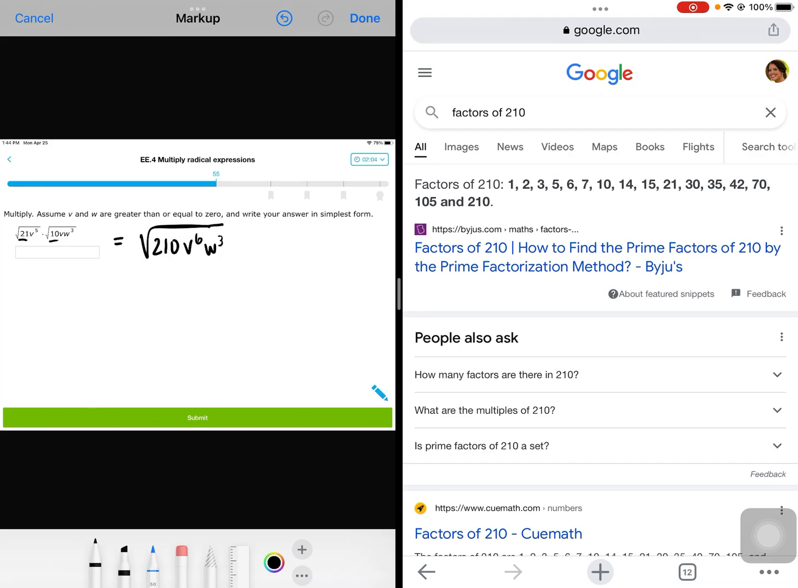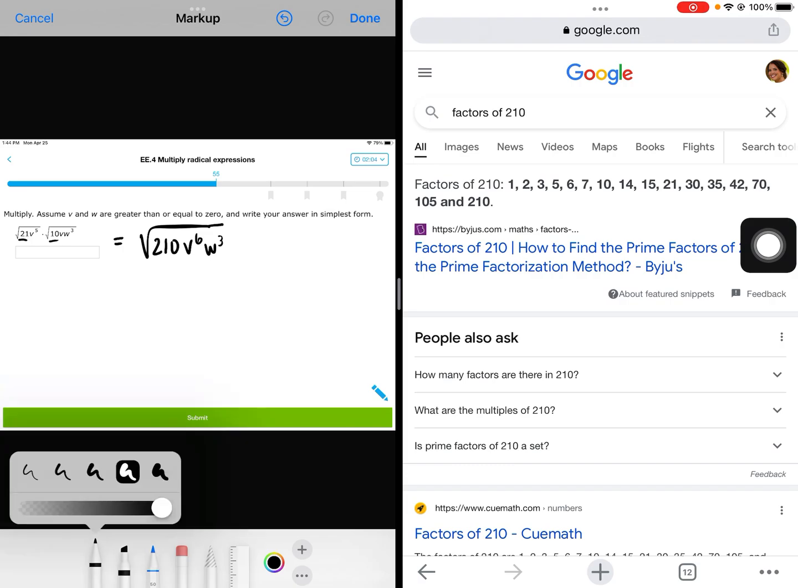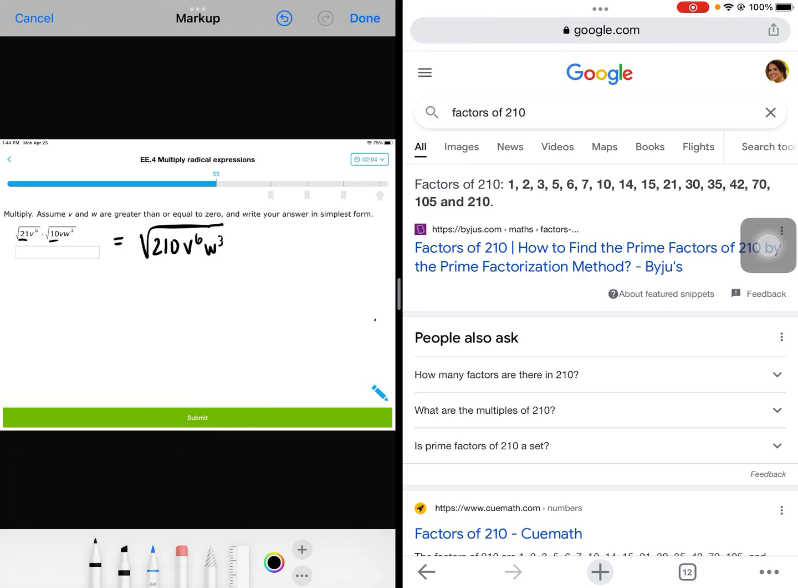Guess what? None of those are perfect squares. That's why I couldn't find anything. None of these numbers in this list are perfect squares, so you leave it alone. These are actually the easy ones, but they end up tripping us up.